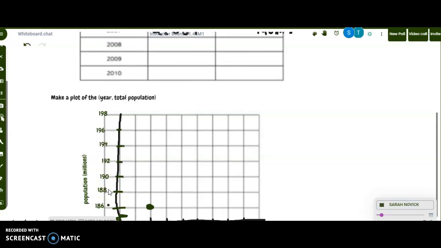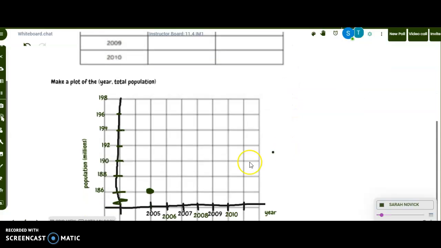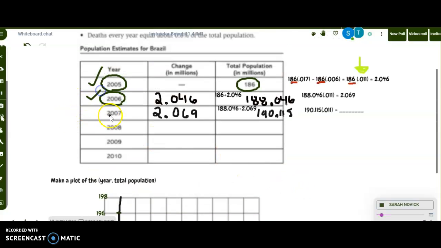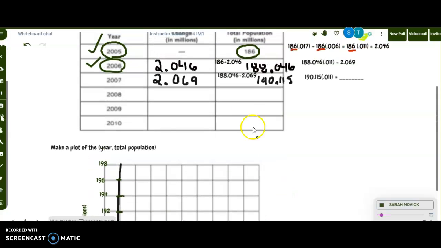Don't just put points on the paper. Our next data point is at year 2006, and we have 188, so we go up to about 188. Our next data point, 2007, is about 190, just a little bit above it. Those are our first three data points, and your task is to complete this table of values using this format of the equation. You do this number multiplied by this. Good luck!